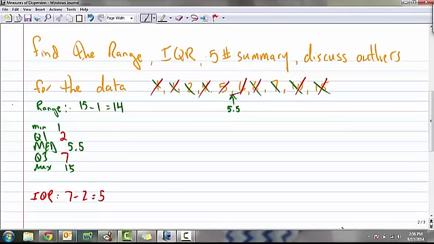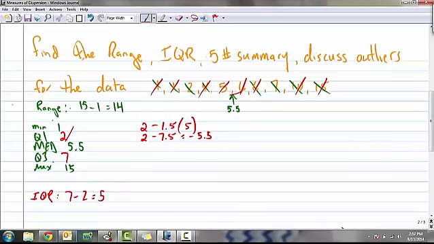Now we need to discuss the outliers for the data. The way we do that, remember, we're going to take Q1, 2, minus 1.5 times the IQR. So I take 2 minus 7.5. Is anything smaller than negative 5.5? You better be saying no, the smallest is 1. So we don't have any outliers on the small side over here.